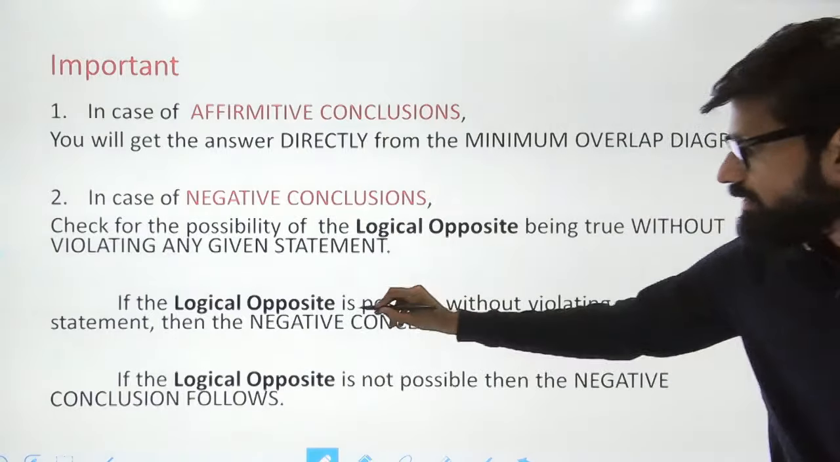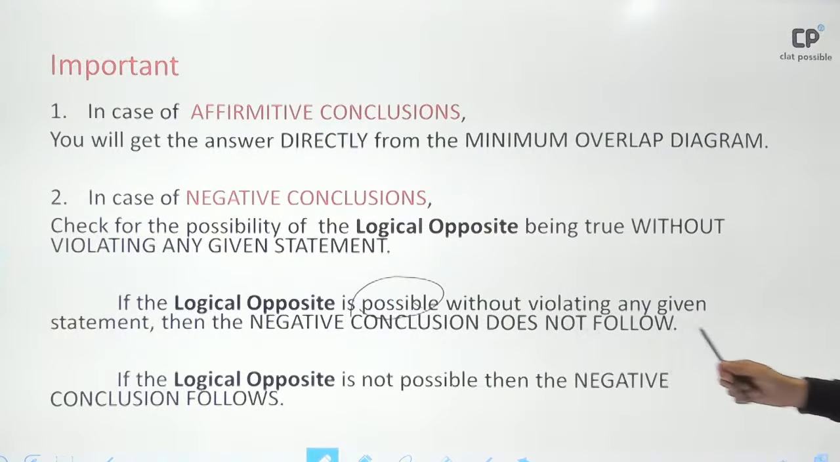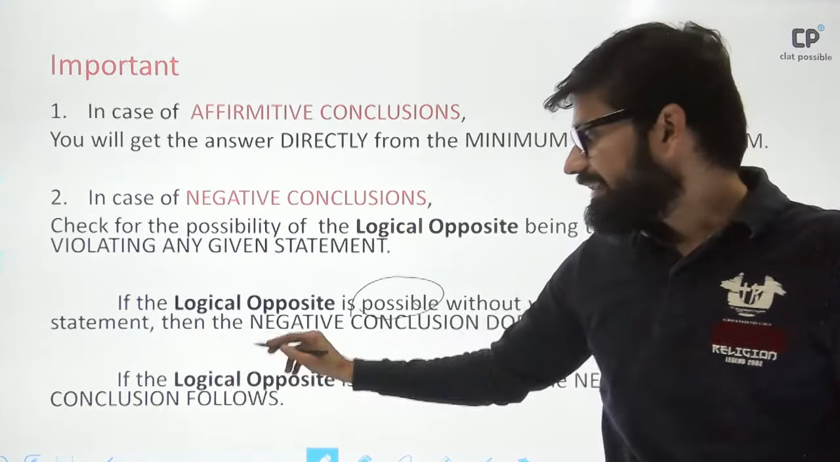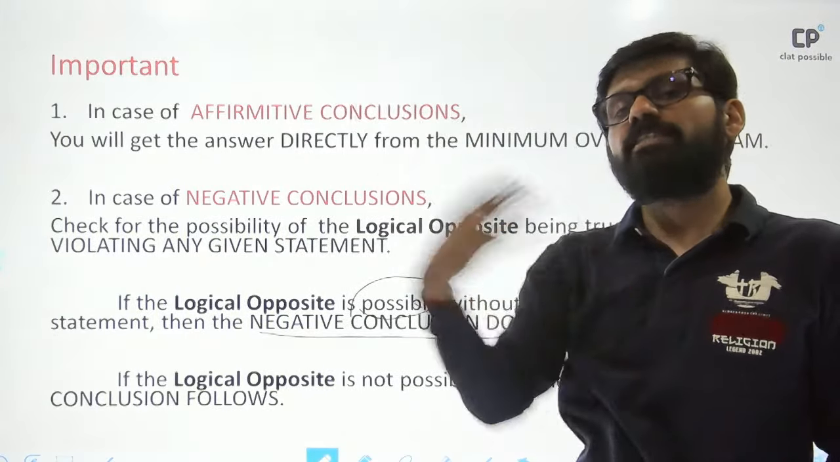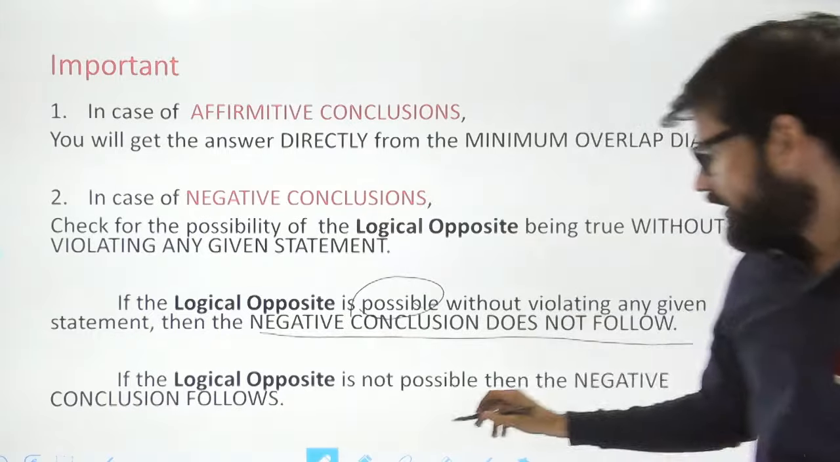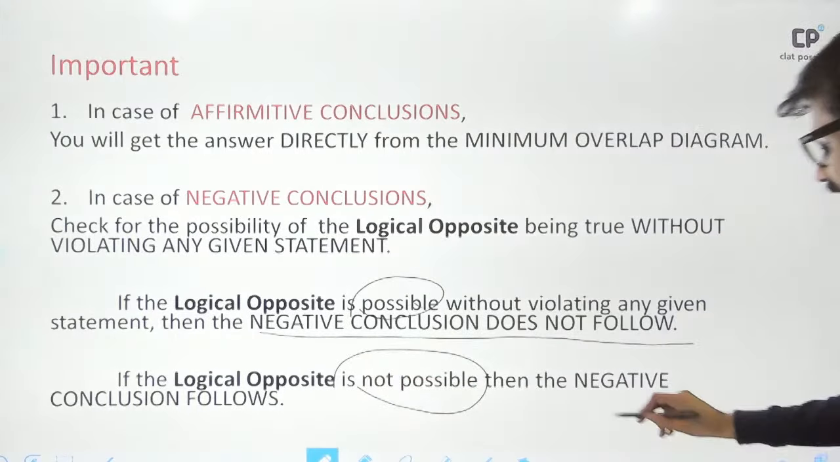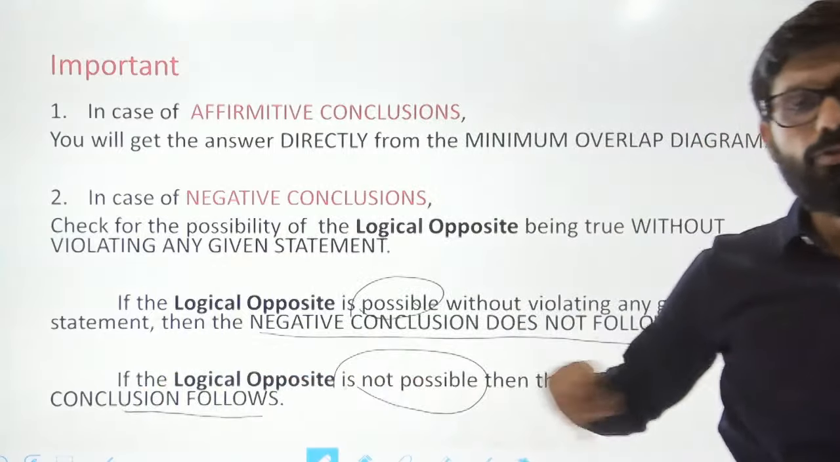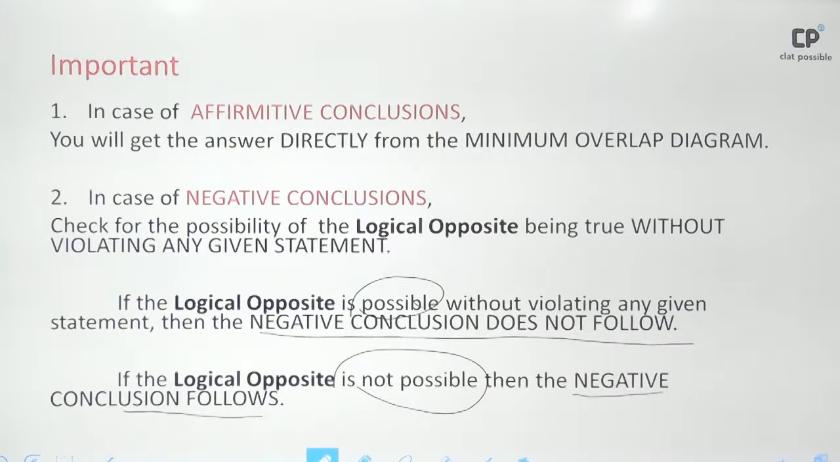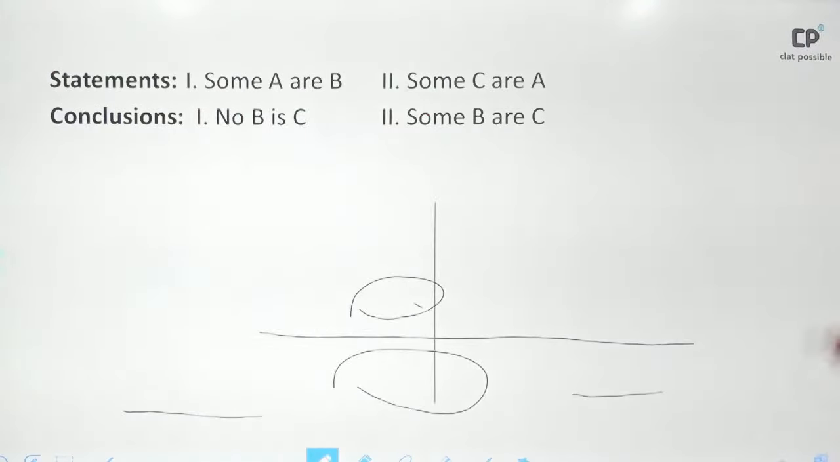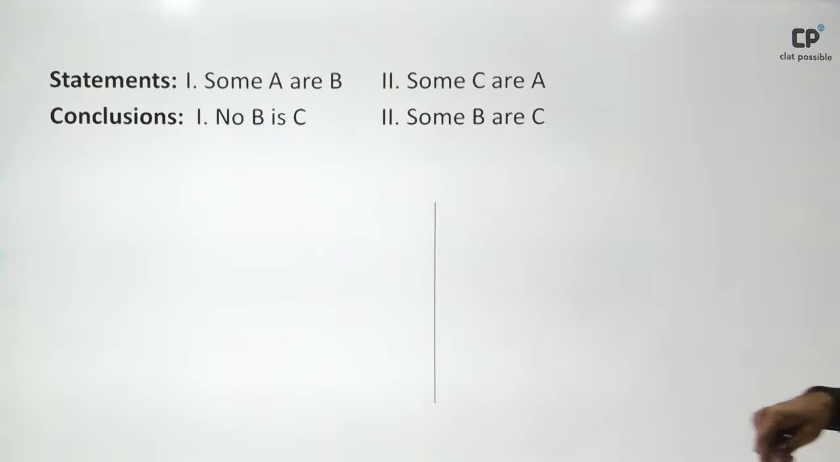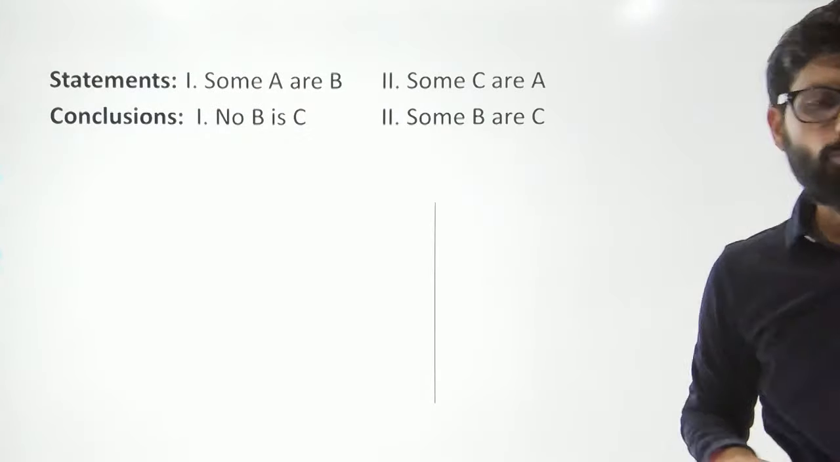If the logical opposite is possible without violating any given statement, then the negative conclusion does not follow. Because its opposite is also possible, so obviously the negative conclusion does not follow. And if the logical opposite is not possible, the negative conclusion definitely follows. Right. So what we can do is look at some variations here. So let's try to do this one, everyone.